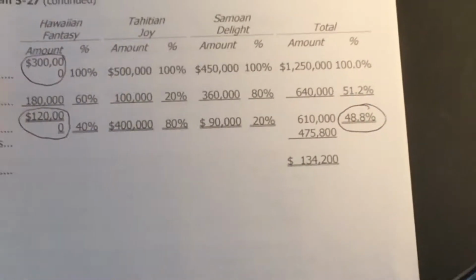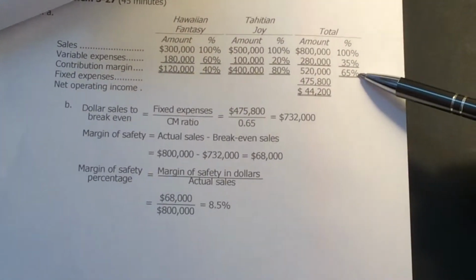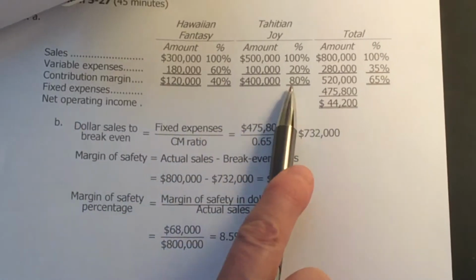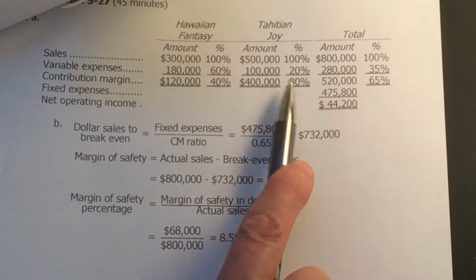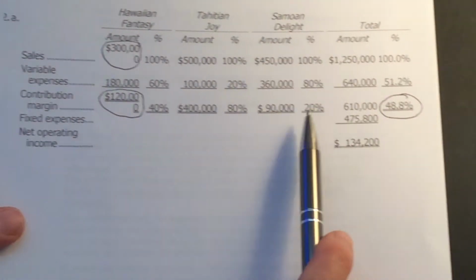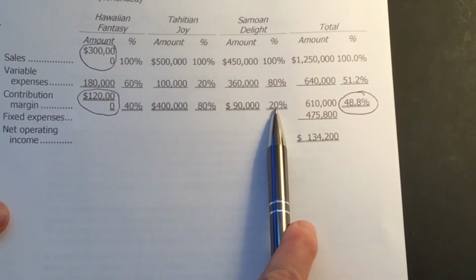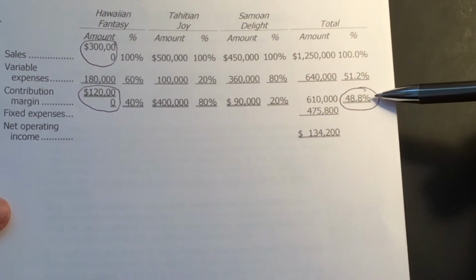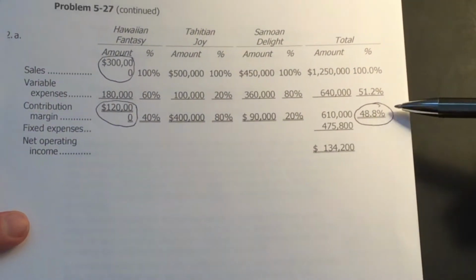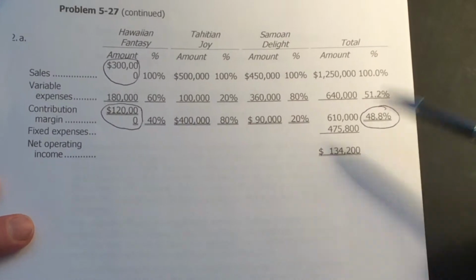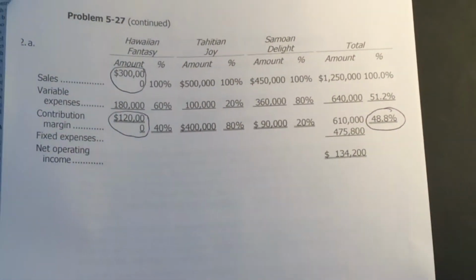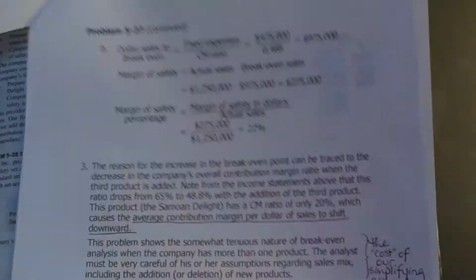And look at what's happened. Before, our CM ratio was 65%, the weighted average between 40% for this product and 80% for this product, with a lot more of the sales of this product. Here we're bringing in a new product that's got a very low CM ratio, and so it's dragging our overall weighted average CM ratio down. We're still benefiting because our profits have gone up because we're adding the sales and the margin from this product. It's just at a lower profit level.